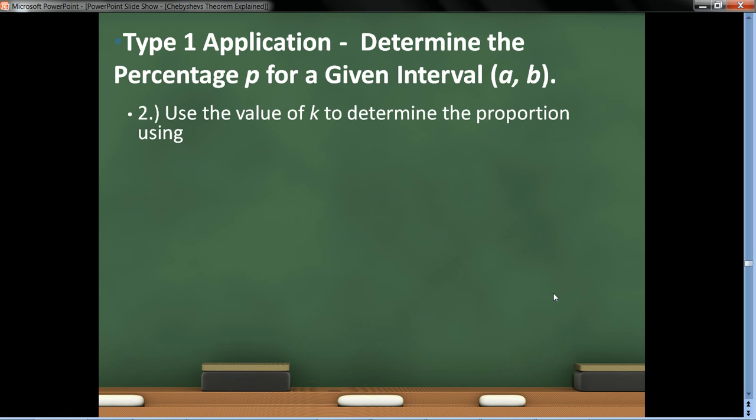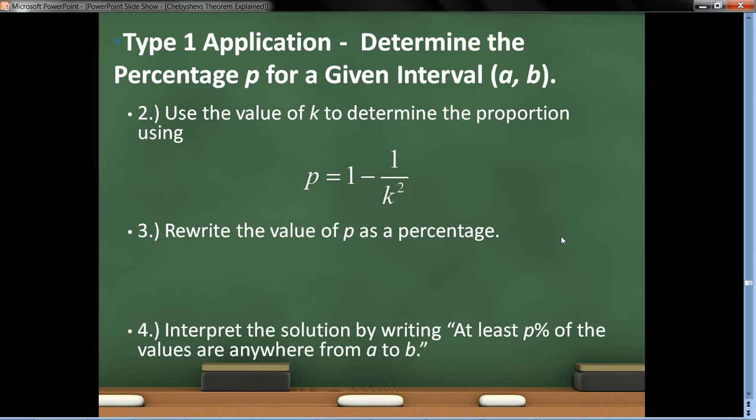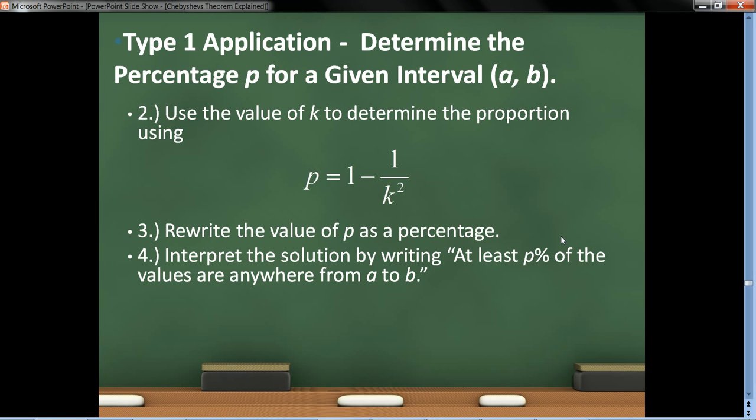So we have k. Step 2: use the k value to determine the proportion or percentage using our equation from Chebyshev's theorem. P equals 1 minus 1 over k squared. Cool. And then we want to write P as a percentage. The answer will always be a proper fraction here by definition. And then interpret the solution. It will always include a phrase like this: at least P% of the data values lie anywhere from a to b, where P is the percentage we compute, and a and b are the endpoints we are given.